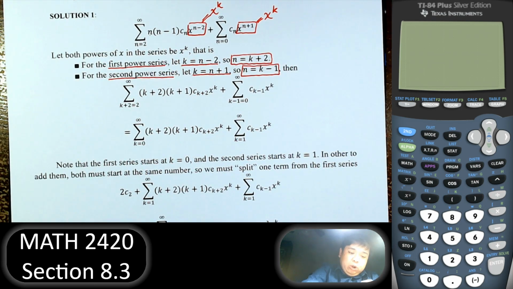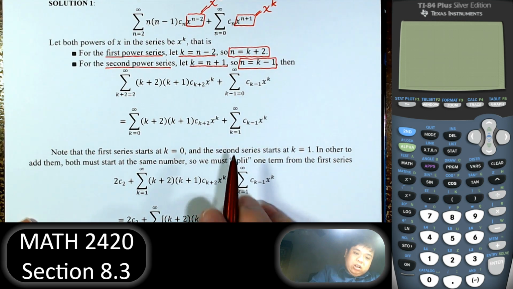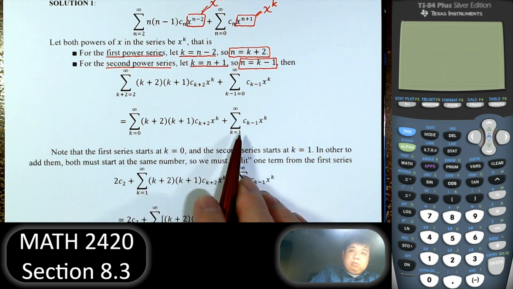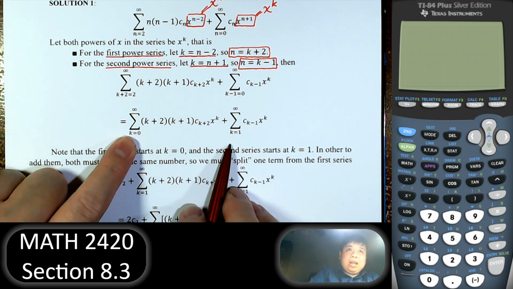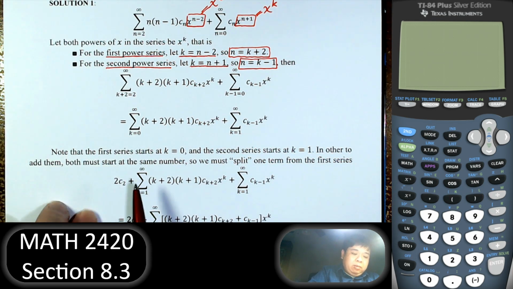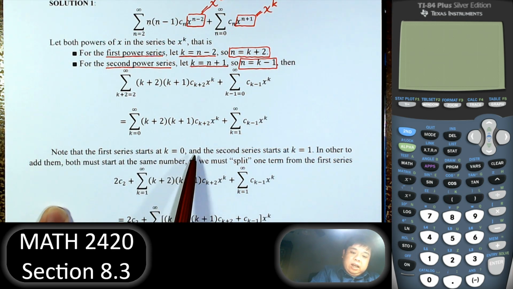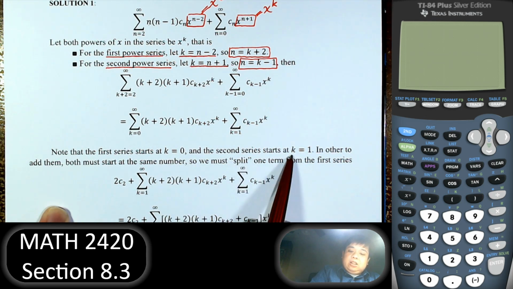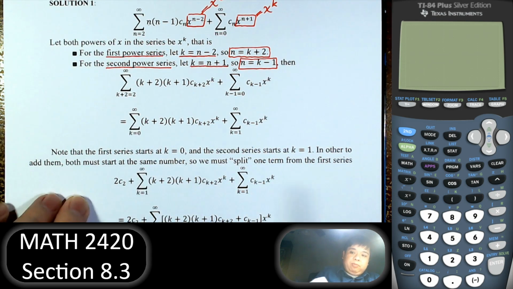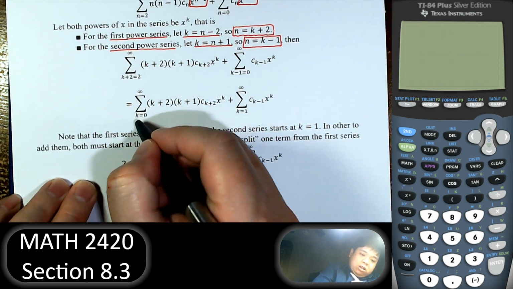Now what we do next is we make sure that they start at the same index. This one starts at 1, this one starts at 0, which means if we want them to start at the same one, we have to split one term out from the first series. Note that the first series starts at k equal to 0, the second series starts at 1. In order to add them, both must start at the same number. So we split one term from the top.